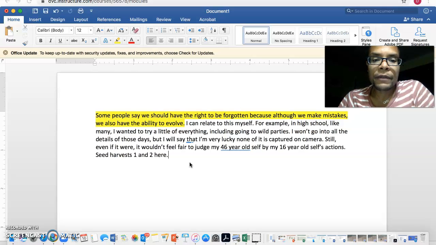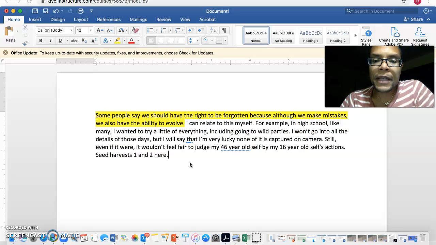Some people say we should have the right to be forgotten because although we make mistakes, we also have the ability to evolve. I can relate to this myself. For example, in high school, like many, I wanted to try a little of everything, including going to wild parties. That is totally not true. I won't go into all the details of those days, but I will say that I'm very lucky none of it's captured on camera. Still, even if it were, it wouldn't feel fair to judge my 46-year-old self by my 16-year-old self's actions.